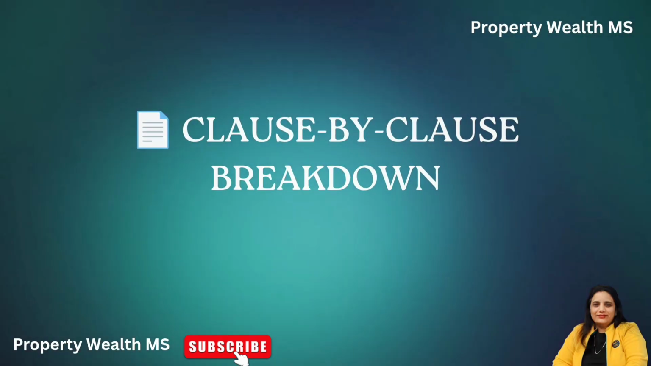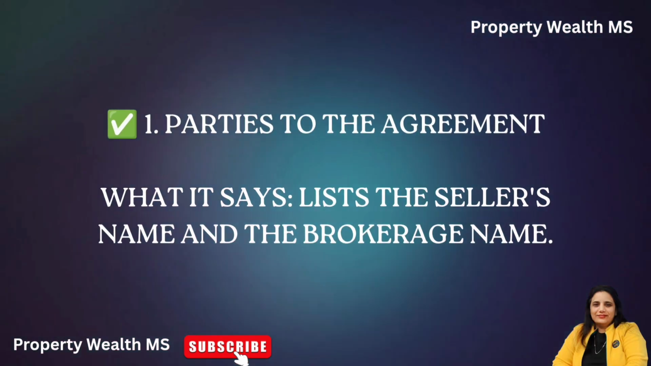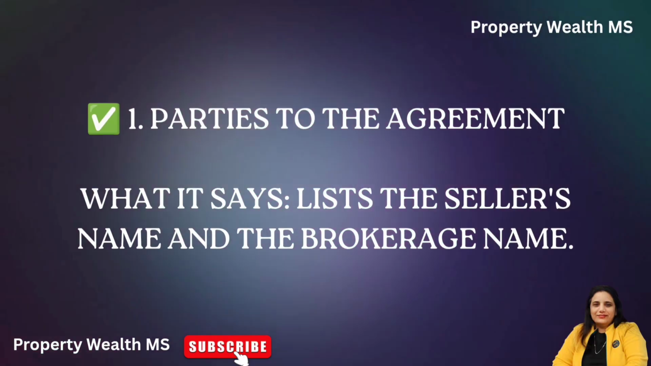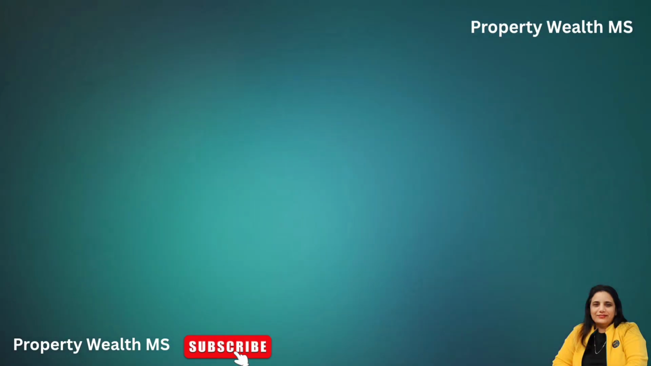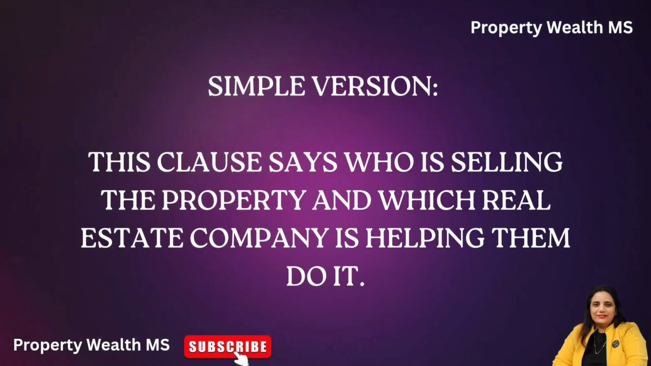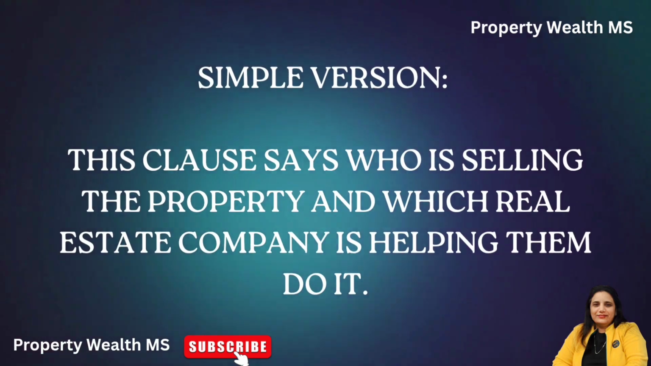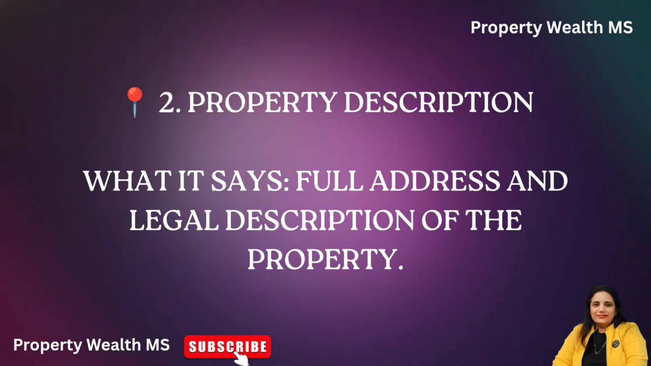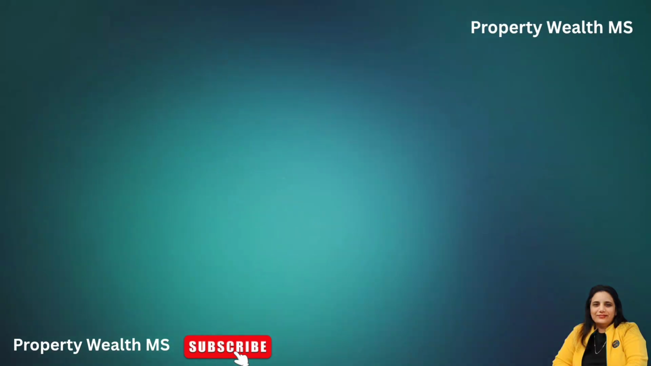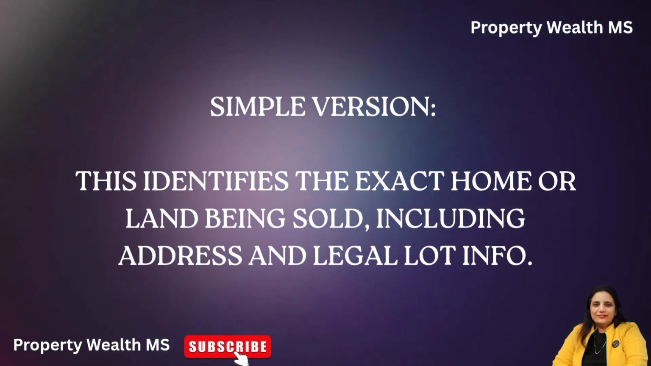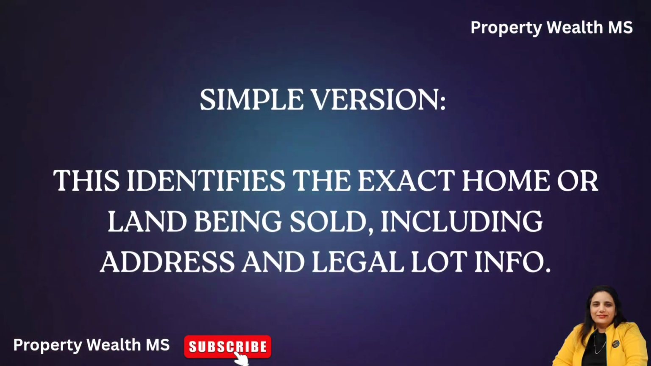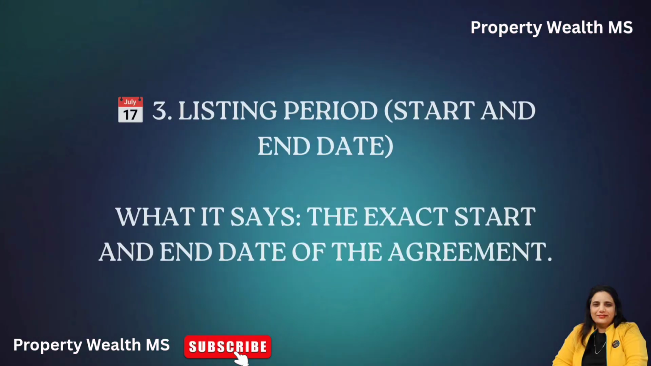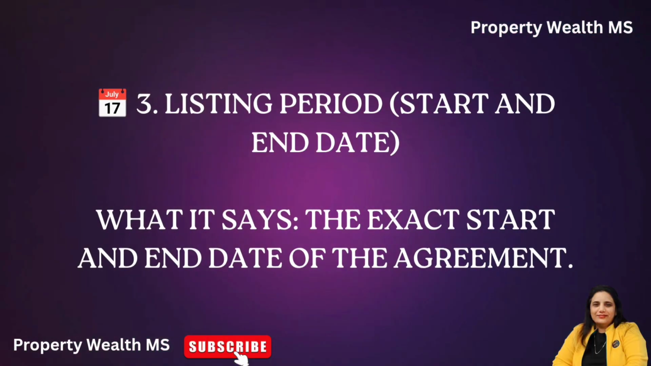Let's discuss the first clause you need to consider. Parties to the agreement. It lists the seller's name and the brokerage name. In simple terms, this clause says who is selling the property and which real estate company is helping them do it. Property description says the full address and legal description of the property. In simple terms, this identifies the exact home and land being sold, including address and legal lot information.